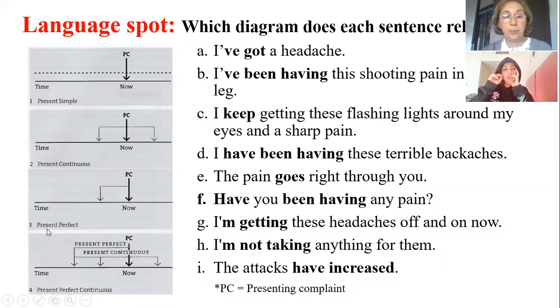Then number 3, present perfect, which started in the past and just has some result, and the present perfect continuous. Also, as with the present perfect, the focus is on the result of the action and also on the process that it lasted. It took some time.